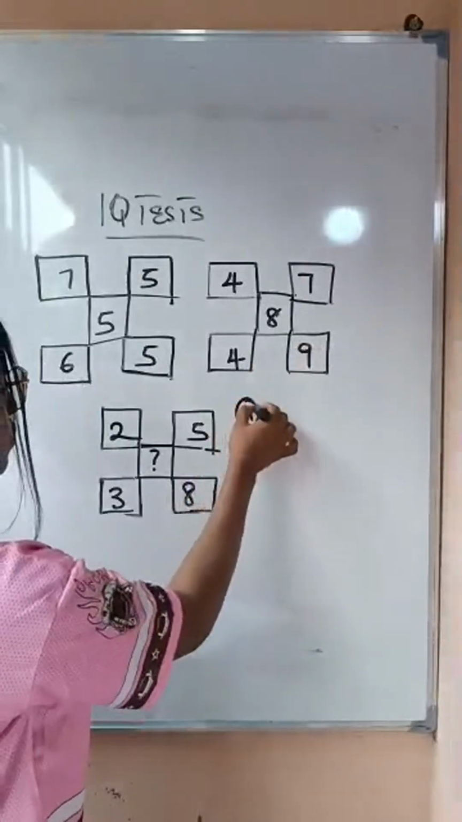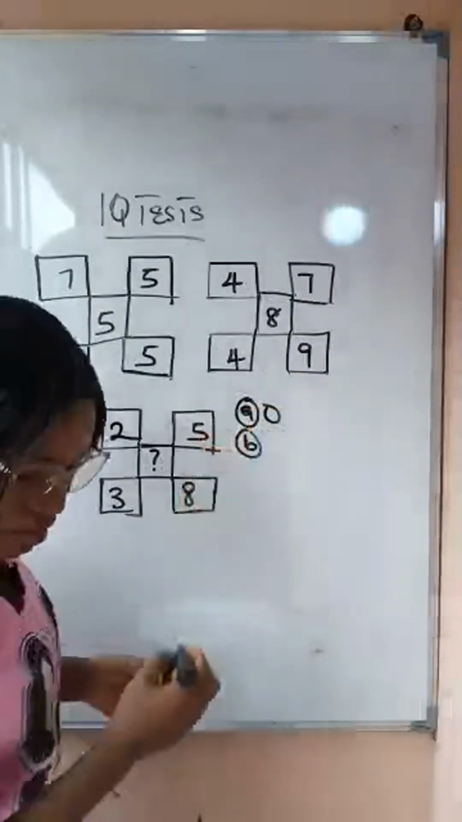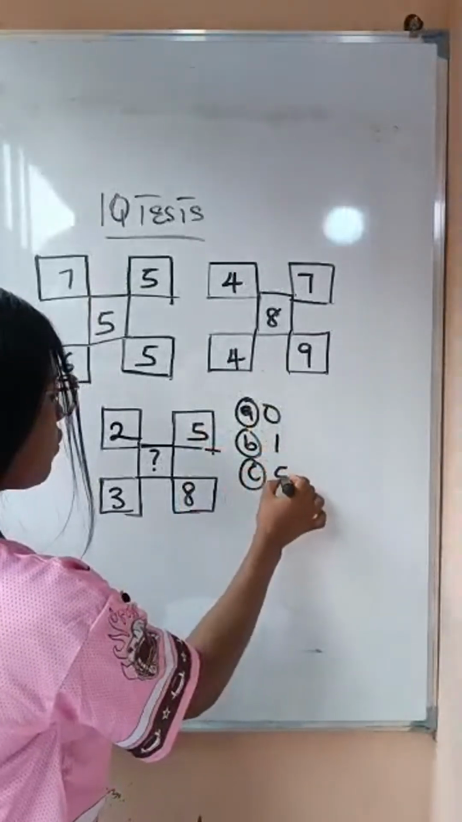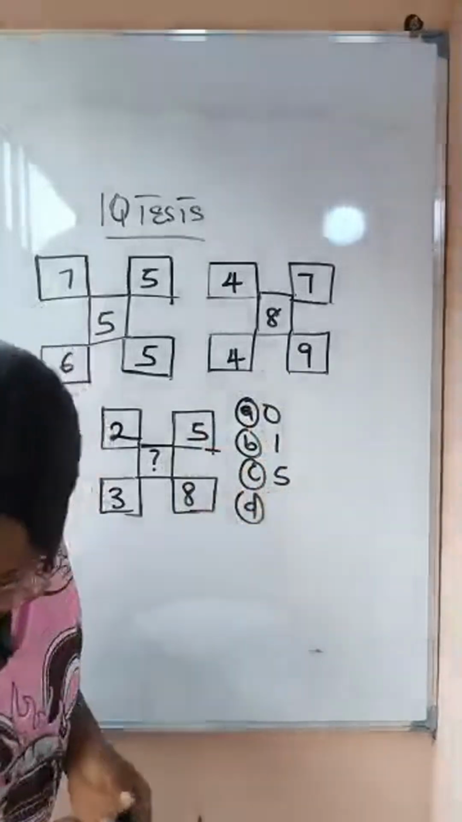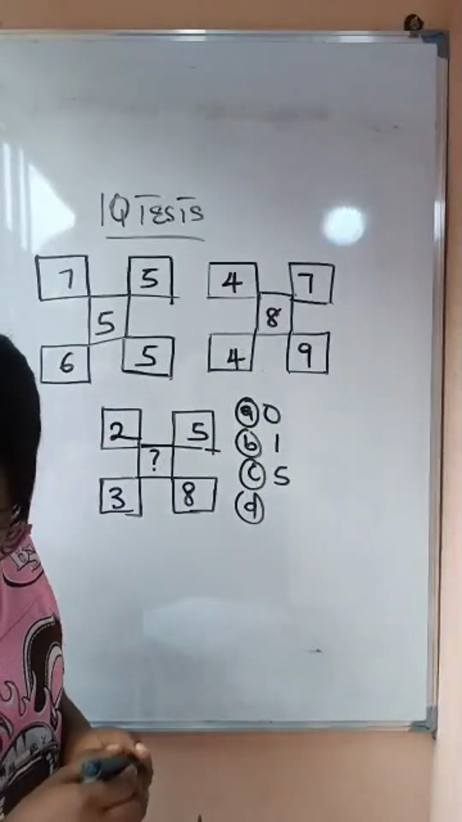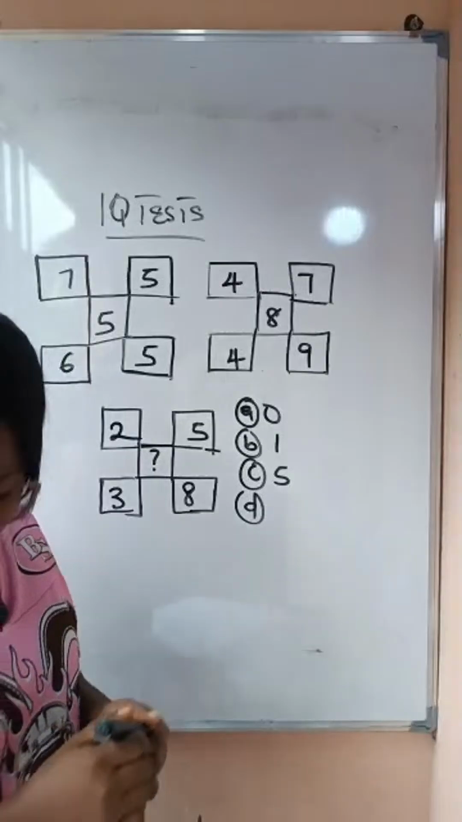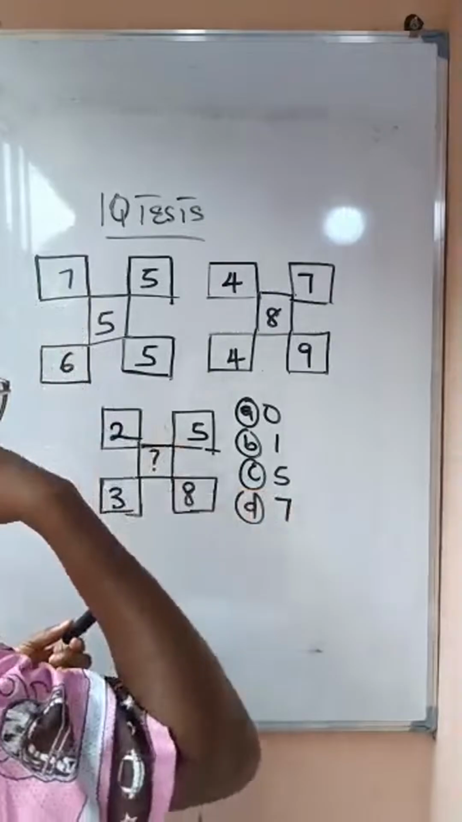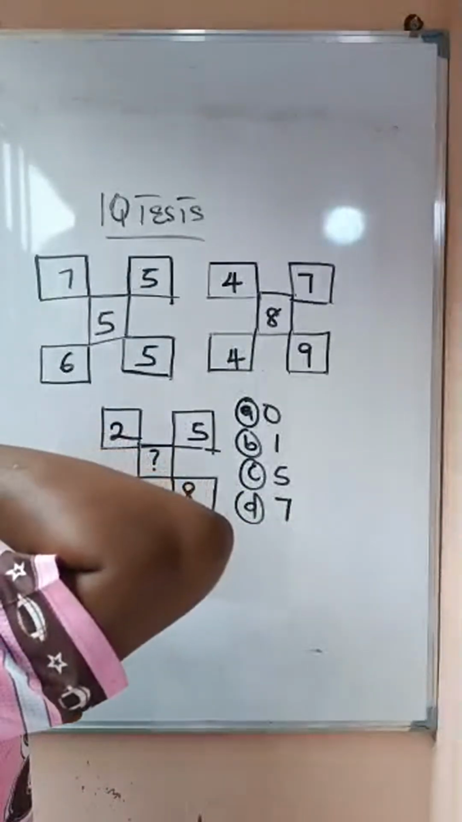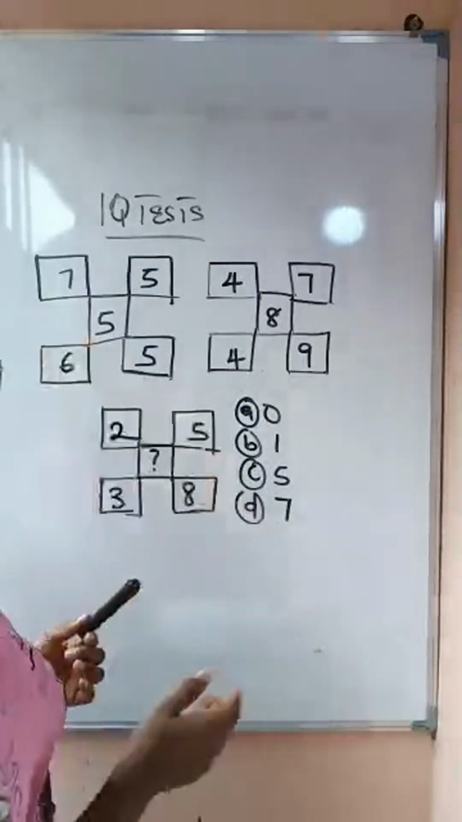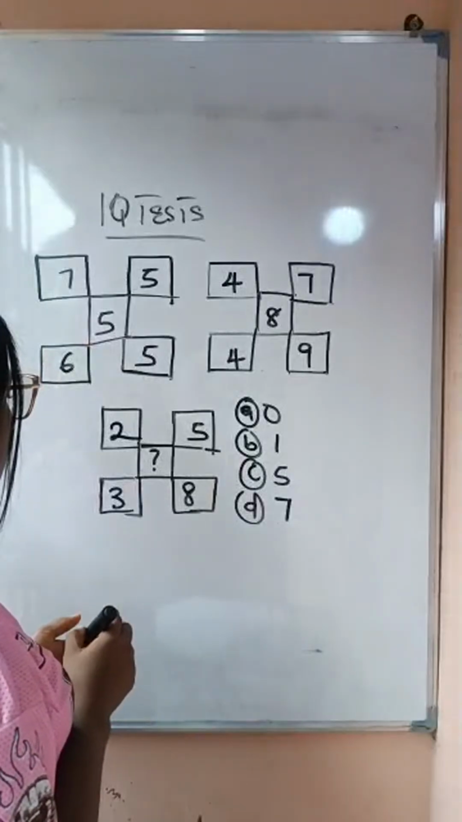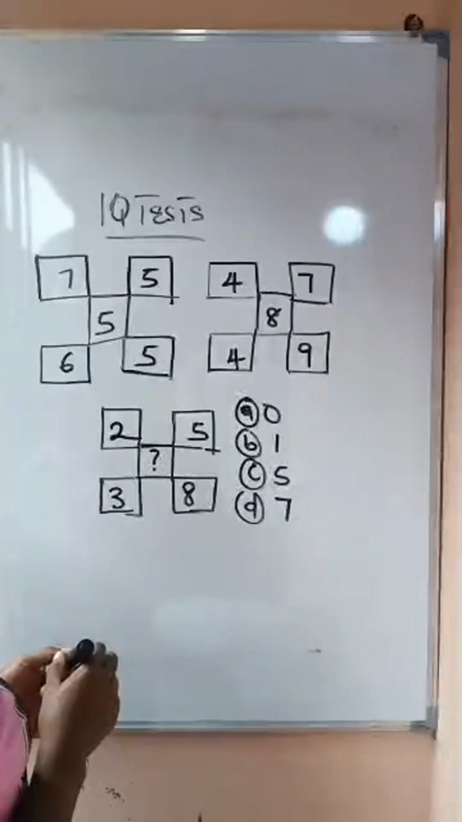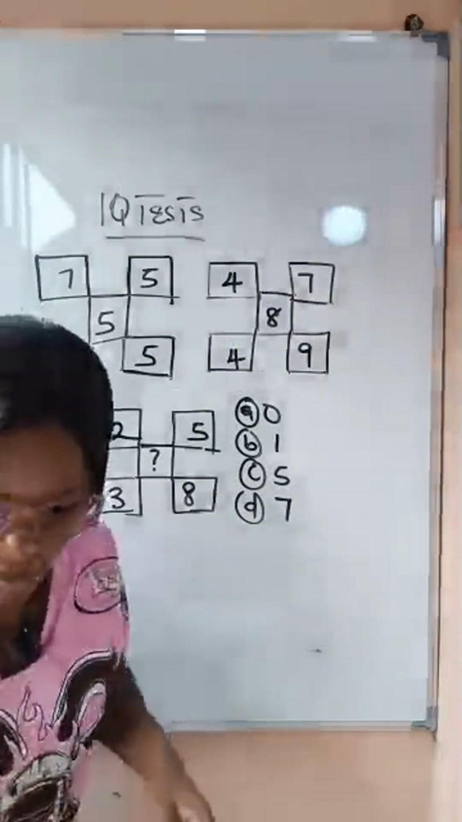The first value is 0. The second option is 1. The third option is 5. And the fourth option is 7. All right. So what is the answer?